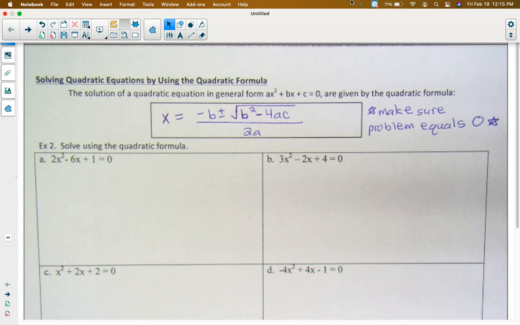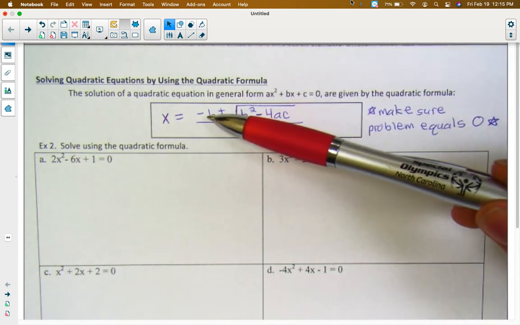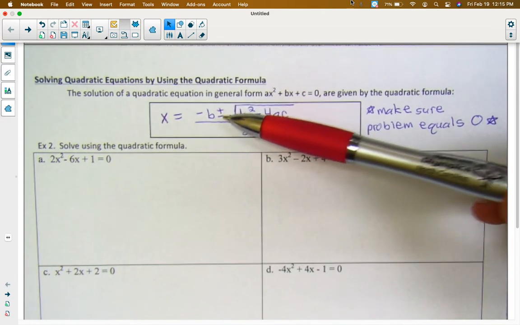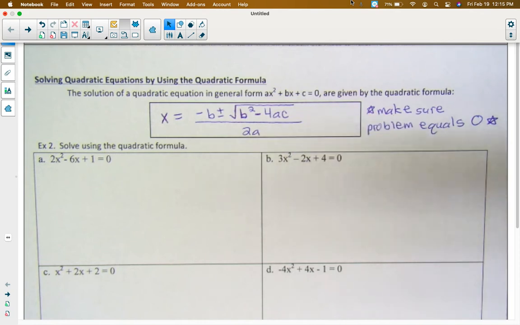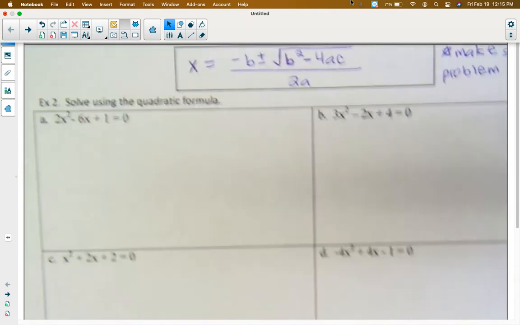So we're going to do 4 examples using the quadratic formula, and then we're going to talk about what the discriminant of the quadratic formula is. There's lots of songs and videos out there for you to remember the quadratic formula, but it is negative b plus or minus the square root of b squared minus 4ac all over 2a. But if you want to learn one of those catchy songs that are out there, there's nothing wrong with that. So let's get started with the first one.